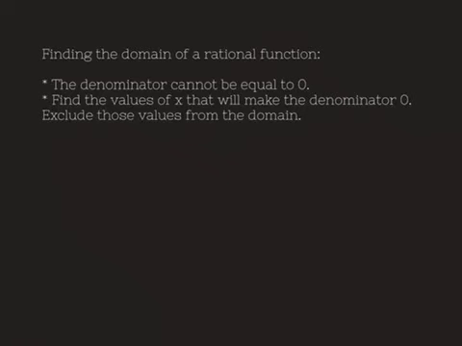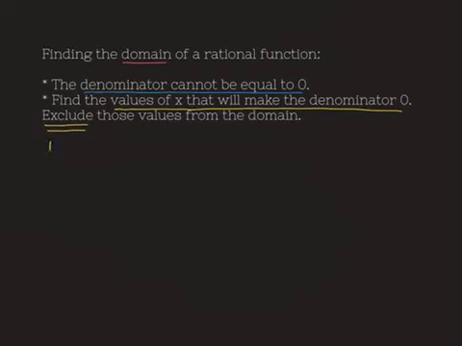Okay, so for rational expressions, we are just going to talk about the domain. We're not going to talk about the range. What is going to restrict our domain here is the fact that, like we just talked about, the denominator cannot be equal to 0. So any value of x that makes the denominator 0 has to be excluded from the domain. We'll look at a couple of examples of this.